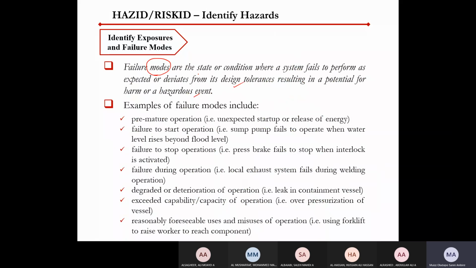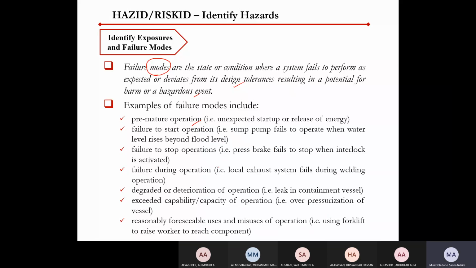Examples of these failure modes would be premature operation, when you do not expect the equipment to start and then it starts. Failure to start, when you try to start it and it doesn't start. Failure to stop operation, like when the brake fails.